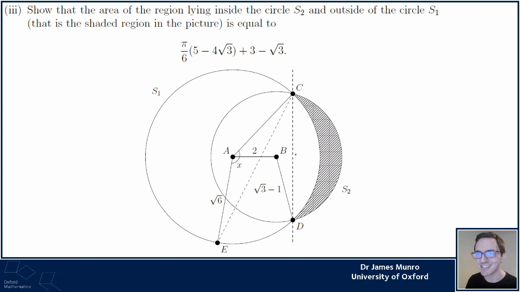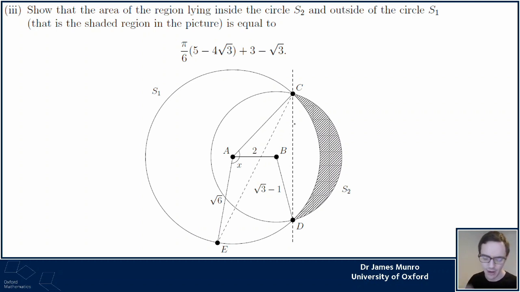Part 3 asks us to find the area that's inside the circle S2 but outside the circle S1. That's the shaded region in this picture. We're asked to show that it's equal to this horrendous expression involving pi and the square root of 3. My strategy when I'm asked to find the area between two curves is to think about areas involving each of the curves and do some sort of subtraction. That's what I do on integration questions anyway.